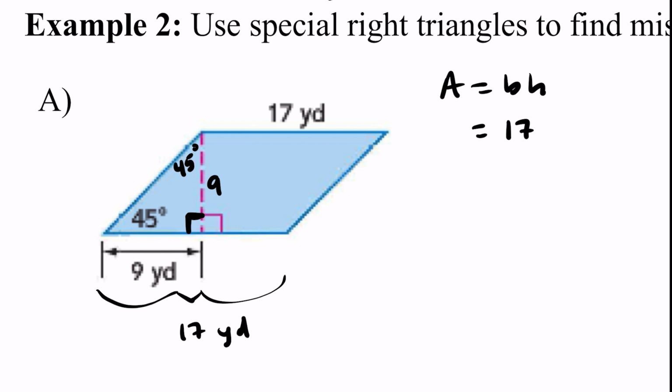So I have 17 times 9. What's 17 times 9? That is 153 square yards.